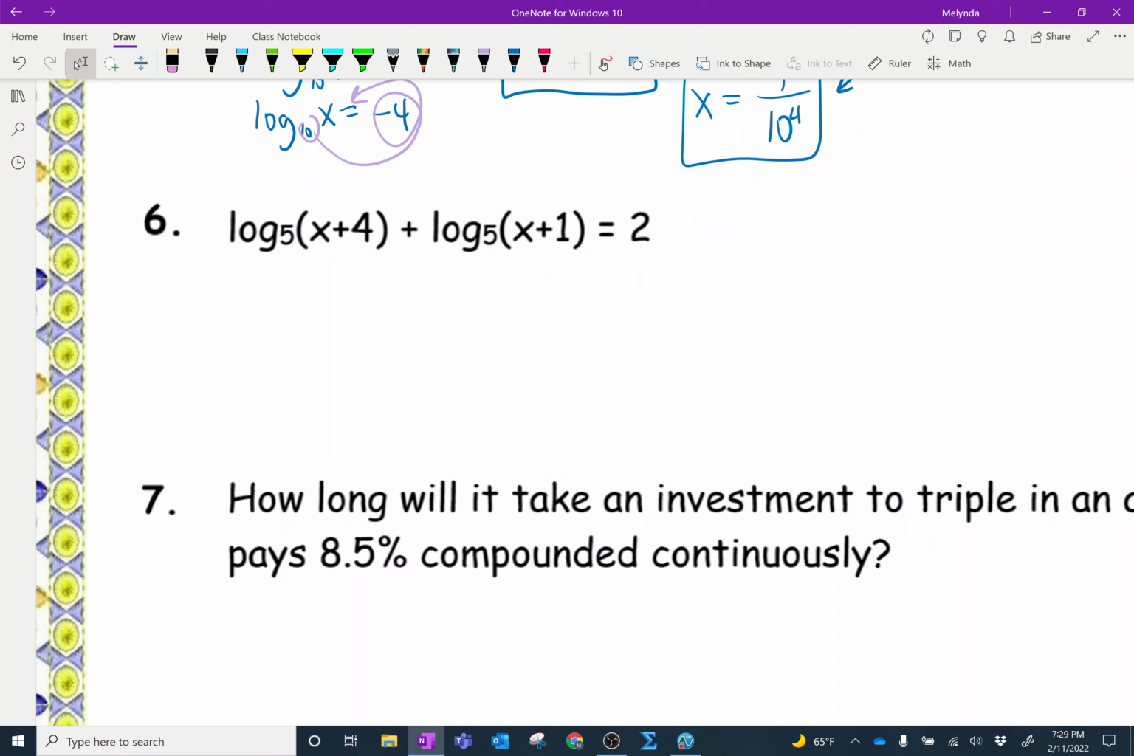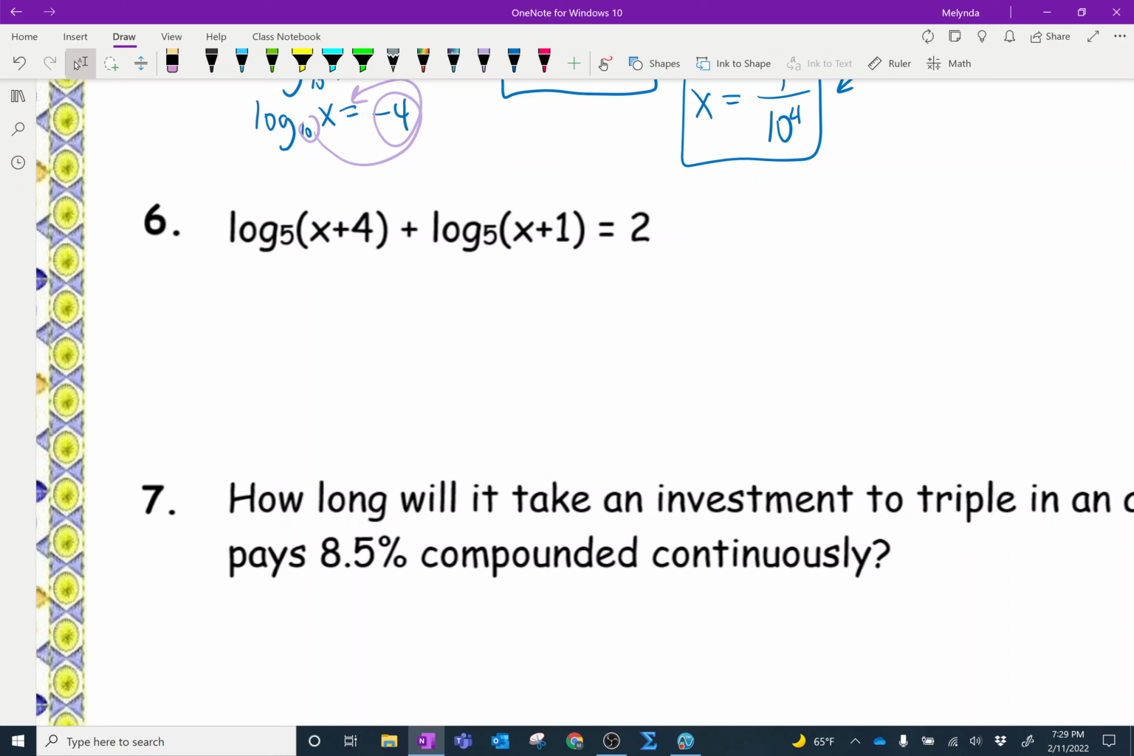Okay. So now that the log is all by itself, we can convert it. Let's remind ourselves how to do that. So 5 to the second. So 5 to the second is this. Okay, so we have 5 squared equals x plus 4 times x plus 1.